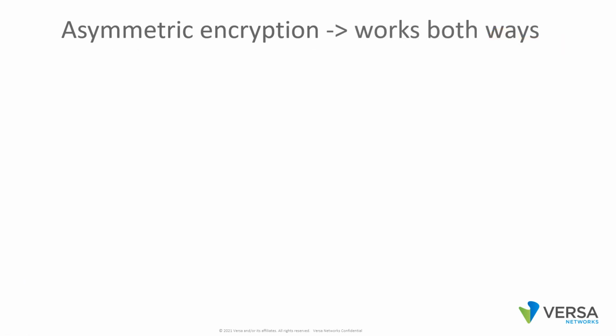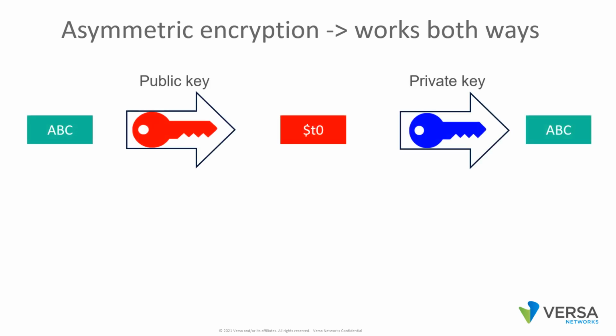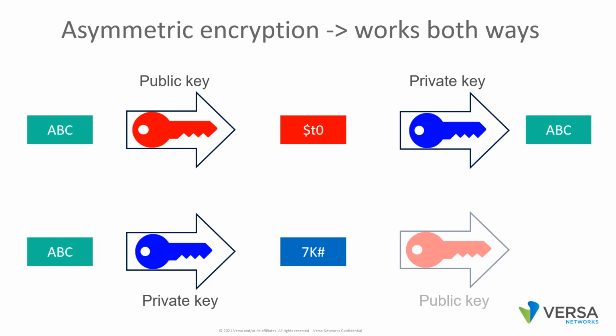Now, an interesting thing which most people don't know, or are at least confused by, is that asymmetric encryption works both ways. If you encrypt something with the public key, you can decrypt it with the private key to receive the same information. And if you encrypt something with the private key, you will also be able to decrypt it with the public key. The information in the middle is going to be different. So in this case, we're encrypting ABC and receiving some kind of encrypted text in the middle. When decrypted, we get back the same initial format as it was before, ABC.